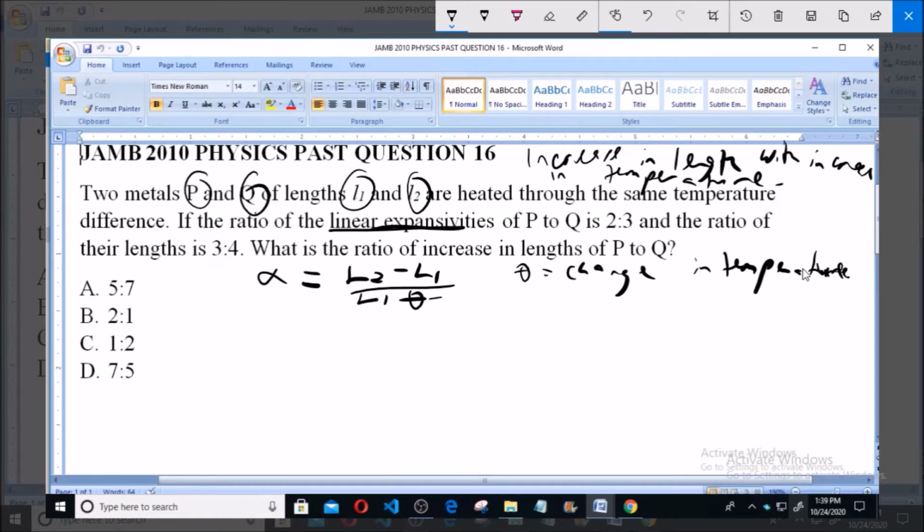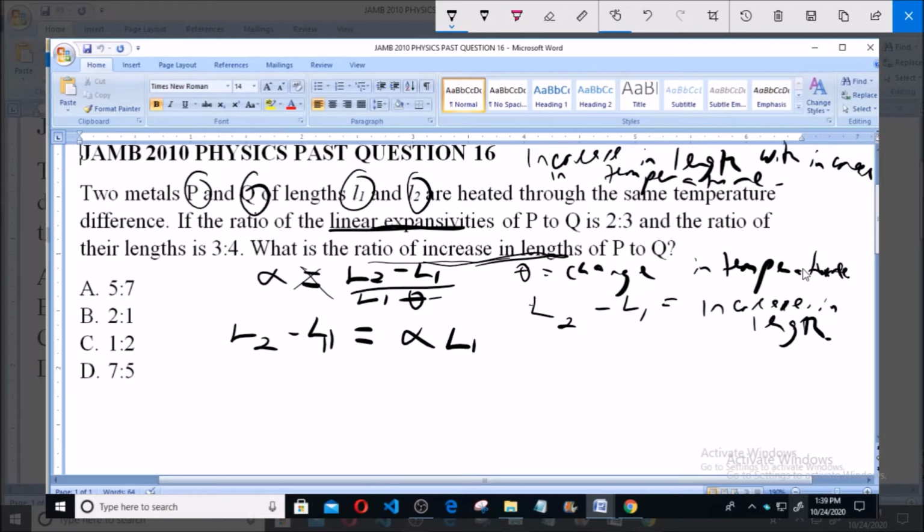Now for this question you are looking for the ratio of increase in length. So let's just say increase in length, and the increase in length is this L2 minus L1. That is basically what you are asked to calculate. If you make it the subject of the formula from this equation, it means cross multiplying, that is L2 minus L1, which is the increase in length that you'll be looking for, equal to alpha L1 theta. So to find this, if you are given these values, that is what you would make use of.